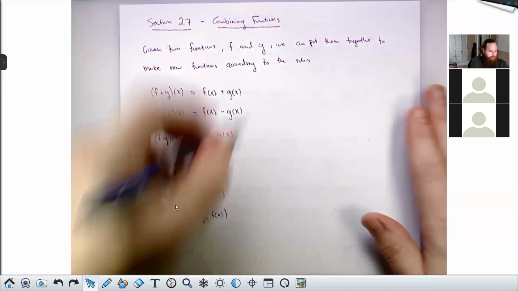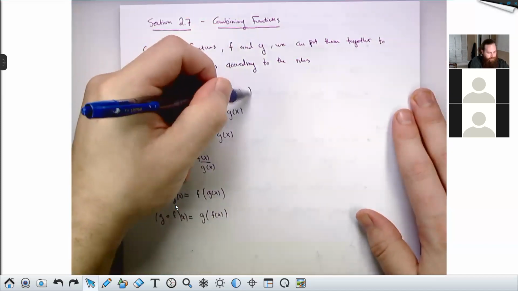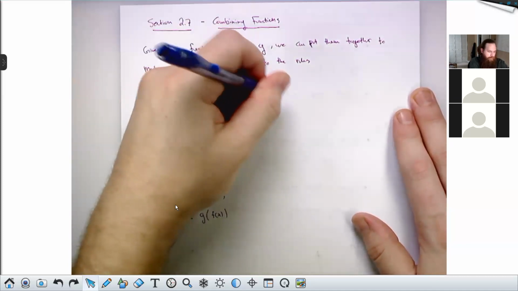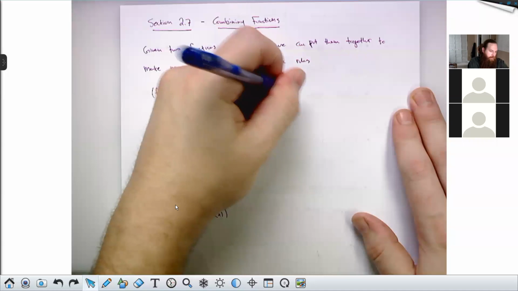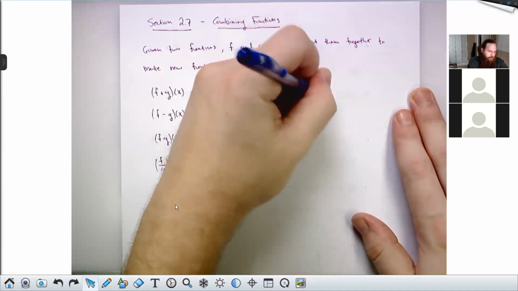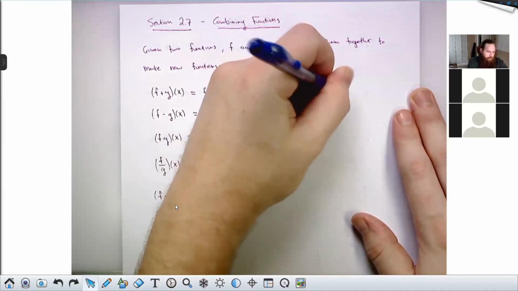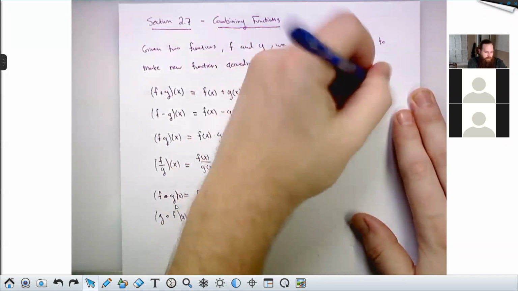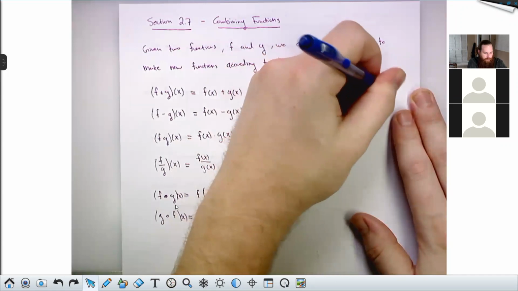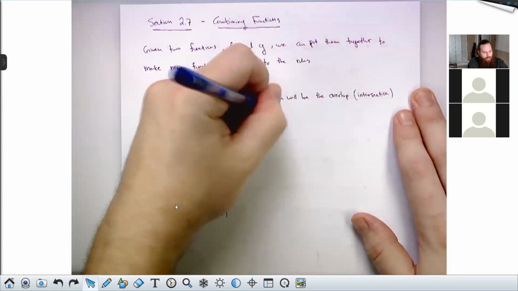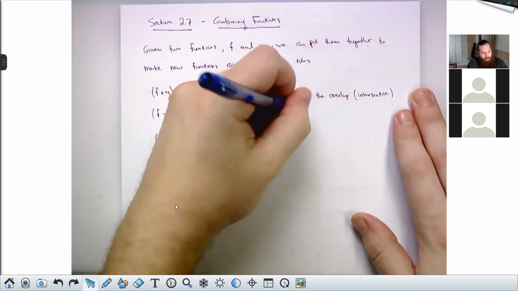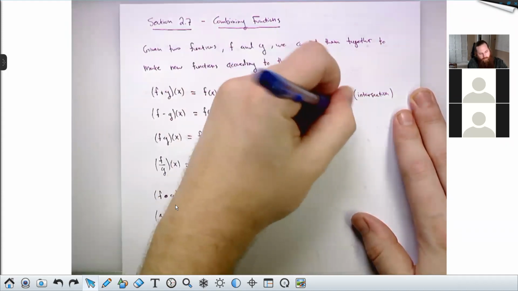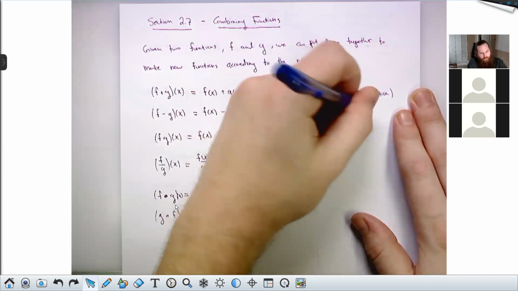Some rules. For each of these guys, the domain will be the overlap. The math word for that is intersection of the domains of f and g.